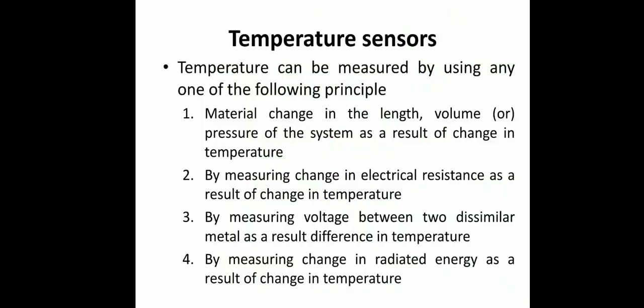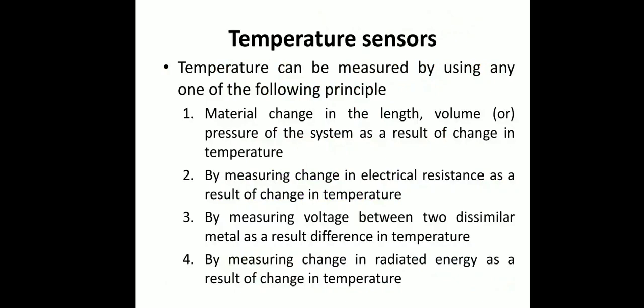If we can measure the change in length or volume or pressure change of the material, we can determine the temperature of the system. This is the first principle, which is used in liquid and gas thermometers, bimetallic thermometer-like equipment, and by measuring change in electrical resistance as a result of change in temperature. These are the commonly used temperature sensors, and some examples of this kind are RTD, thermistors, etc.